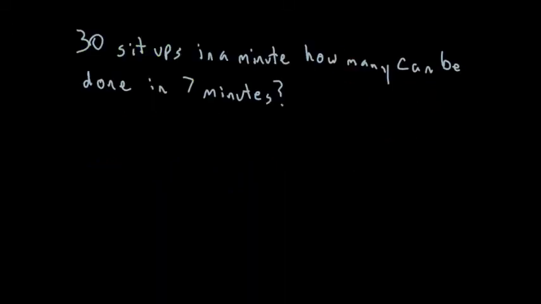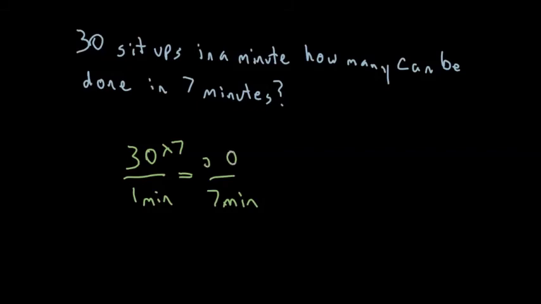Alright, so now we got a word problem. So 30 sit-ups in a minute. So my ratio, 30 sit-ups, 1 minute. And I want to know how many can be done in 7 minutes. So we're going to have to do equivalent ratios and get it equal to 7 minutes. So you think, how did I turn a 1 into a 7? I have to multiply it by 7. So I need to multiply the 30 by 7. So 7 times 0 is 0, 7 times 3 is 21, so that would be 210 sit-ups in 7 minutes.